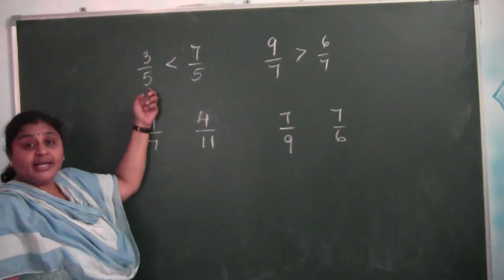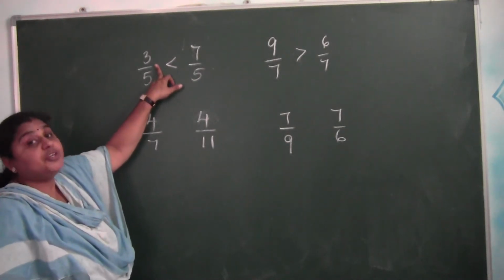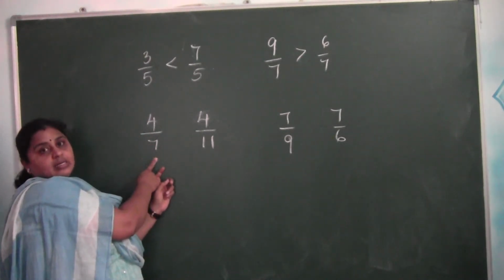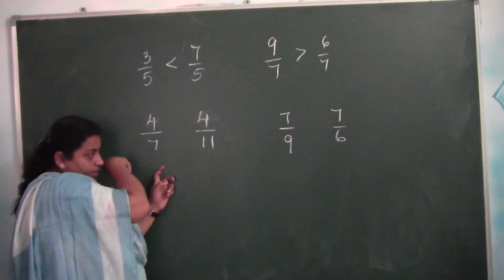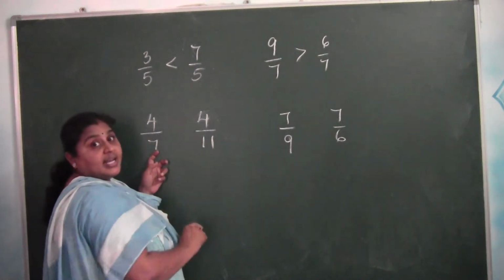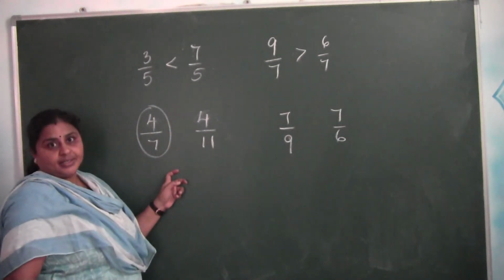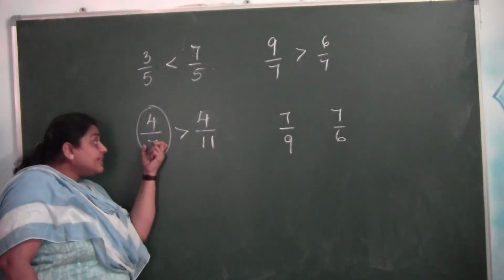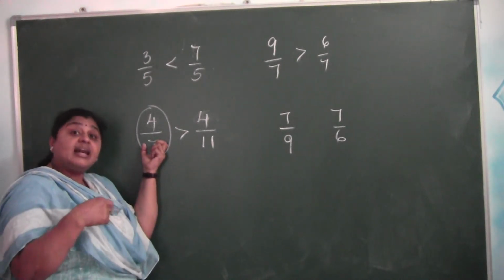In case the denominators are the same, I said the less the numerator, the less the fraction. But here, when the numerators are the same, if the denominator is less, it means the fraction is greater. See, 7 is less than 11 and the numerators are the same. But since 7 is less, this fraction is greater. So 4 by 7 is greater than 4 by 11. The less the denominator, the more the fraction.